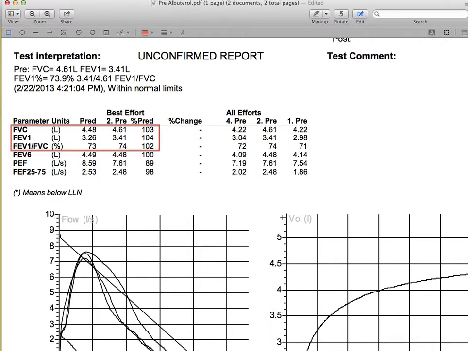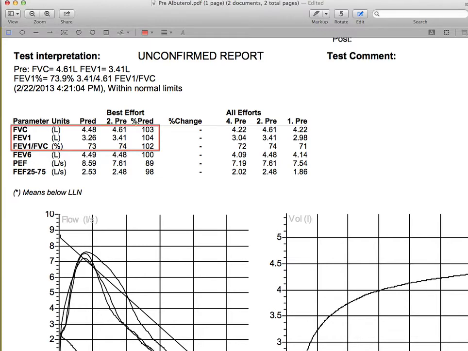So now that we understand those, let's take a look here. This has a predicted column. These are predicted values, kind of like peak flow readings. They're based on the patient's height, weight, age, and gender. And then here is the best effort. You'll see that there were 3 efforts over here, and this is the best effort. Also, like peak flow, we take the best effort instead of the average. Sometimes people get confused about that, but we definitely want to take the best effort.